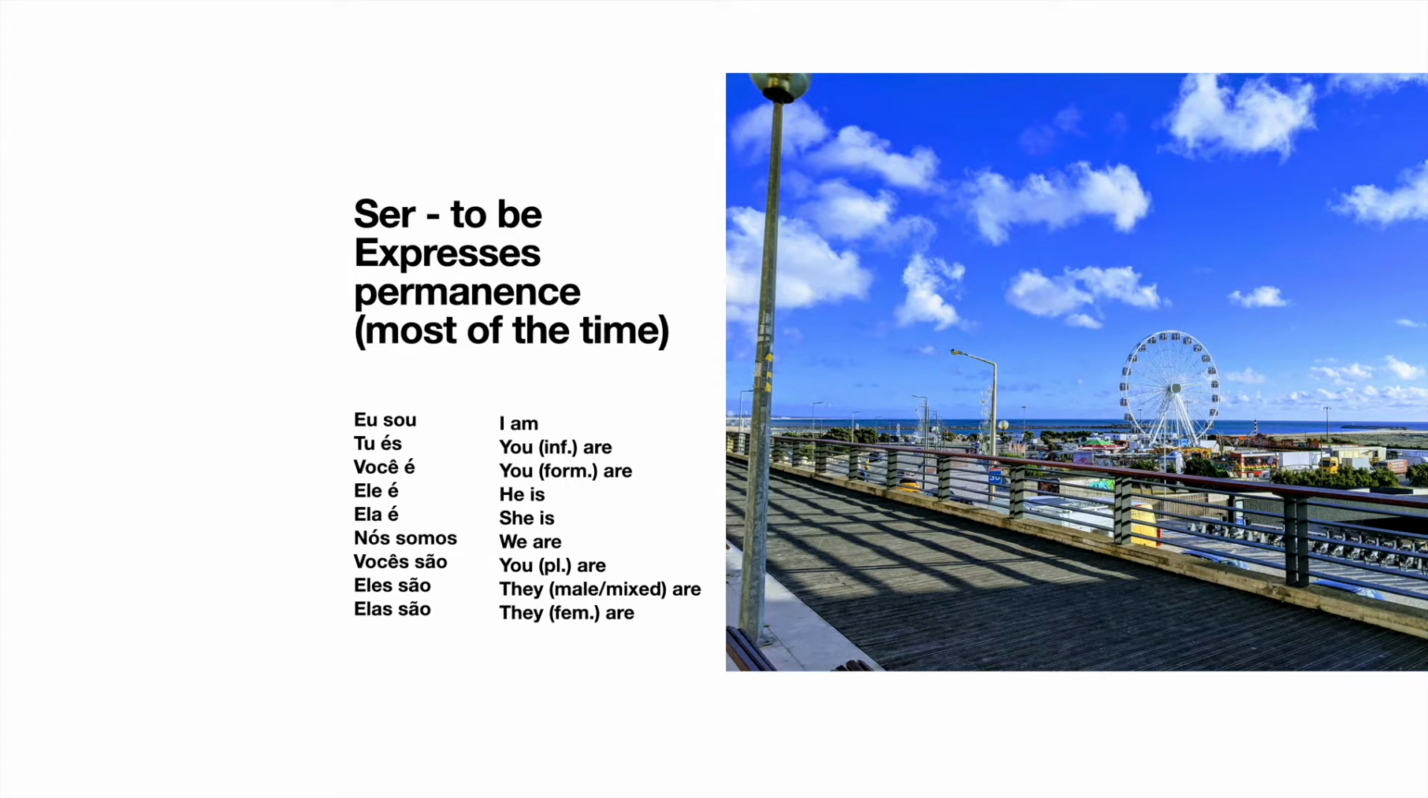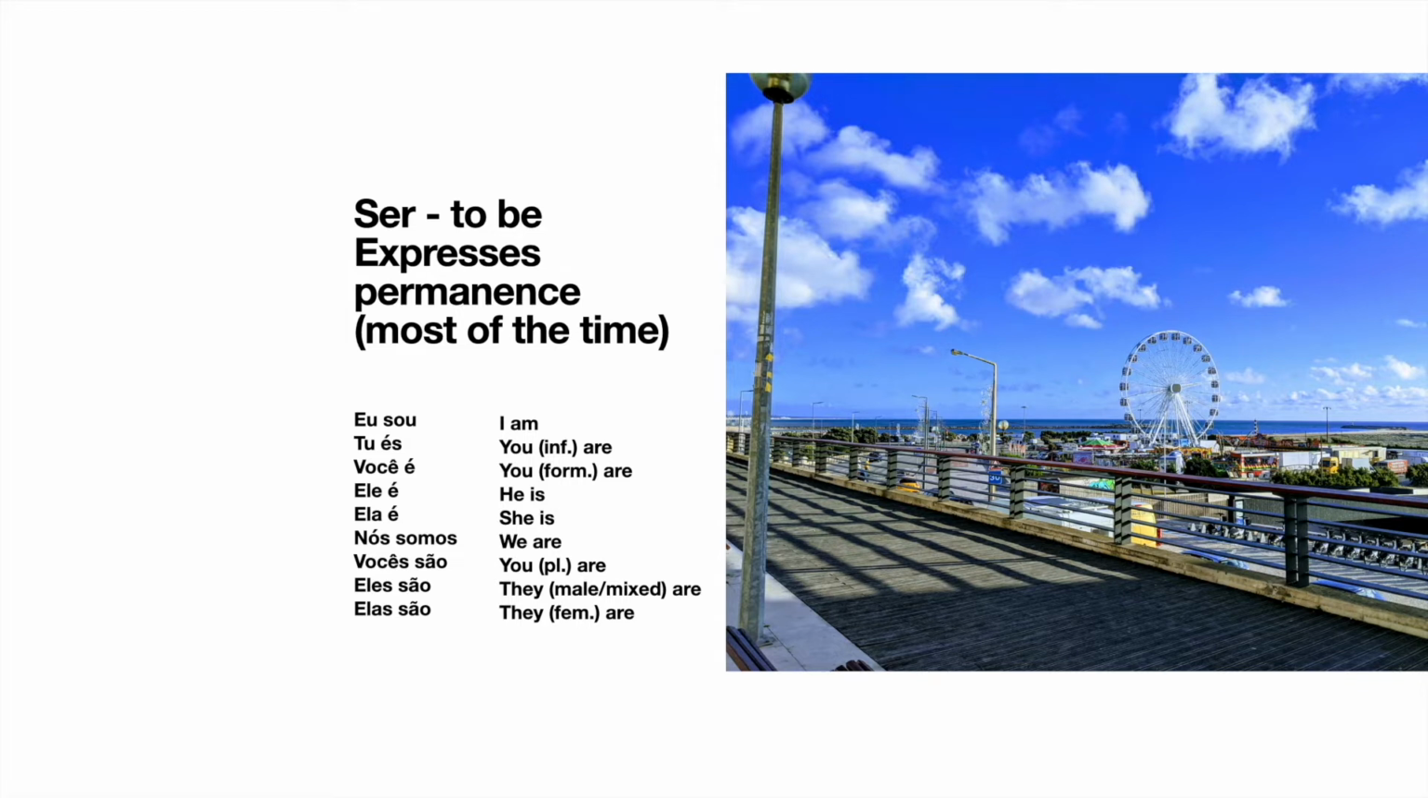So here we go. Eu sou. Eu sou. And that means I am. And again, when we look at examples afterwards, of what actually is the case, we'll see how the verb ser is used to express permanence. So let's move on. Tu és is the informal you, so you are.